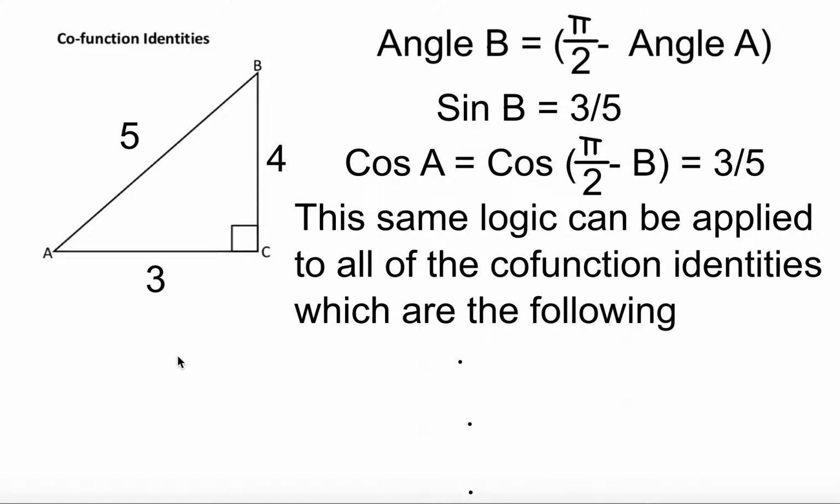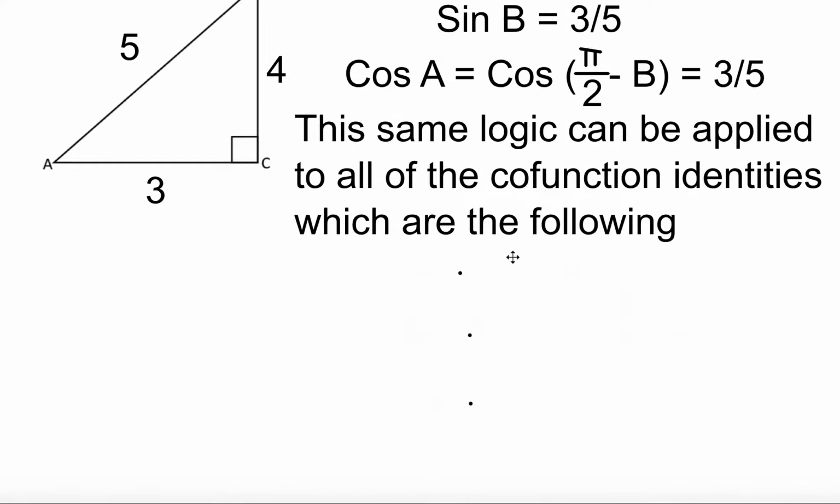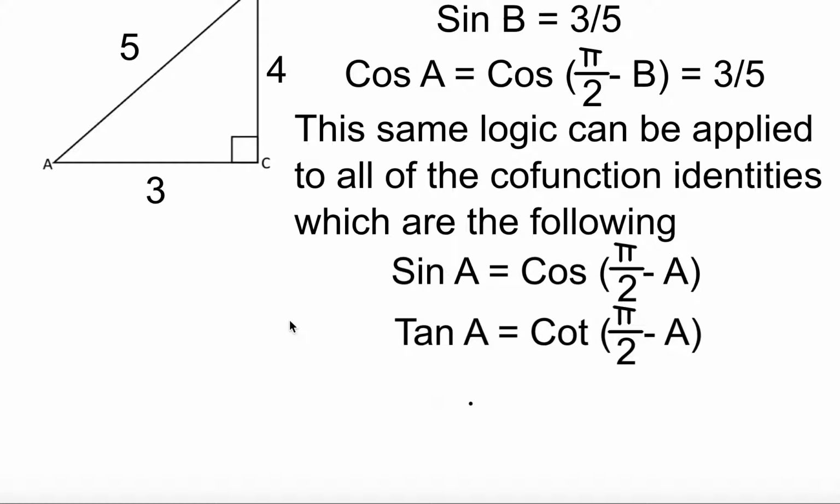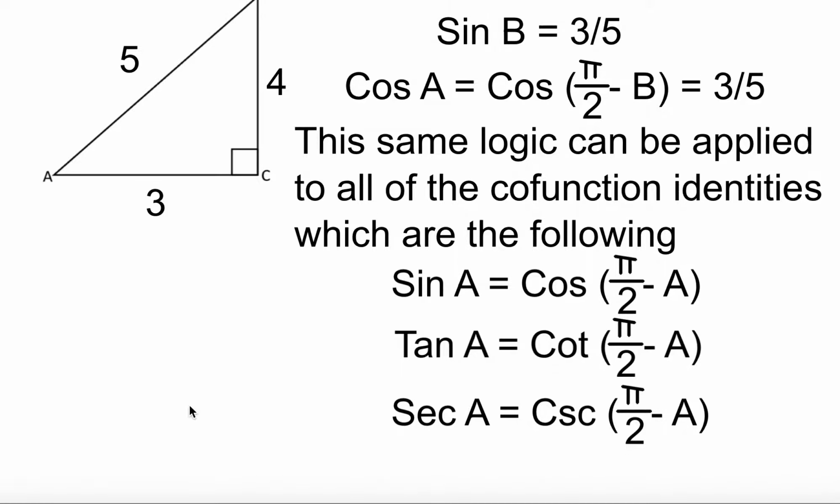If you haven't put together what the identities are, they are the following. So the cofunction identities are sine A is equal to cos of pi by 2 minus A. Tan A is equal to the cotangent of pi by 2 minus A, and secant A is equal to cosecant of pi by 2 minus A. So it's all just the complementary angles.